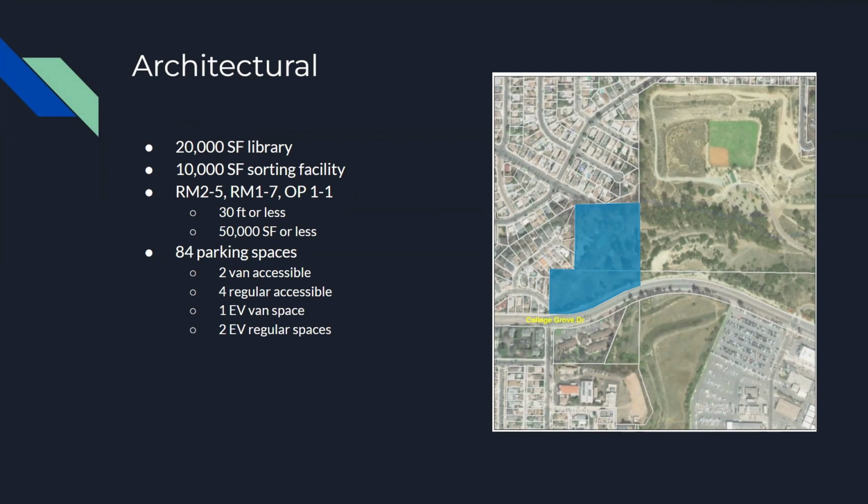Based off our zoning of RM2-5, RM1-7, and OP1-1, we recommend that the buildings be built with a maximum height of 30 feet or less, and the maximum usable area from the parcels is 50,000 square feet or less. Our final design had 84 parking spaces, 2 van accessible, 4 regular accessible, 1 EV van space, and 2 EV regular spaces, with the rest being regular parking spaces.